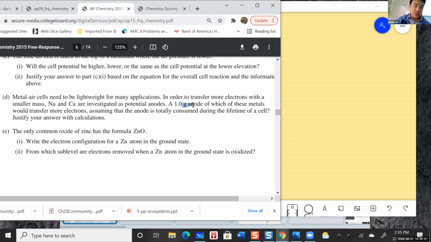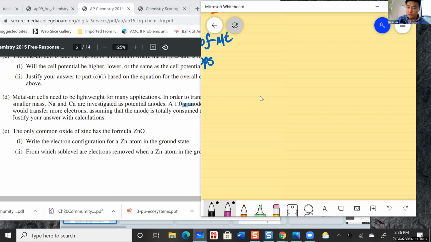Would 1 gram of sodium transfer more electrons than 1 gram of calcium, right? We're not looking at zinc anymore. We're looking at sodium and calcium. Okay, so assuming that the anode is totally consumed, so you react to completion, and justify with your calculation. So you've got to calculate it. This should bring you to that table for sodium and calcium. That should be the whole point of this question, yeah? So I'm going to paste that table out again.